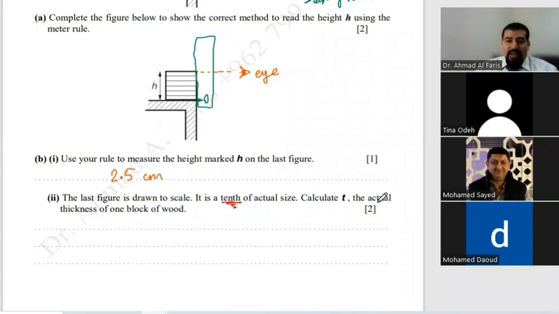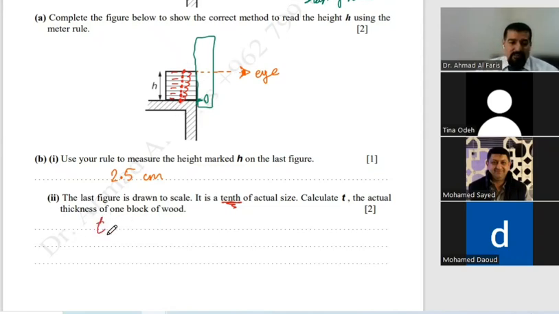Okay, what they ask here. Calculate T, the actual thickness of one wooden block. How many wooden blocks do we have here? 1, 2, 3, 4, 5, 6. Look here, I didn't count the lines, each line I count as a time interval. I measure how many blocks do we have here, right? That's why we put the question about the number of strikes for the clocks, and here the blocks, okay? So we have 6 blocks here.